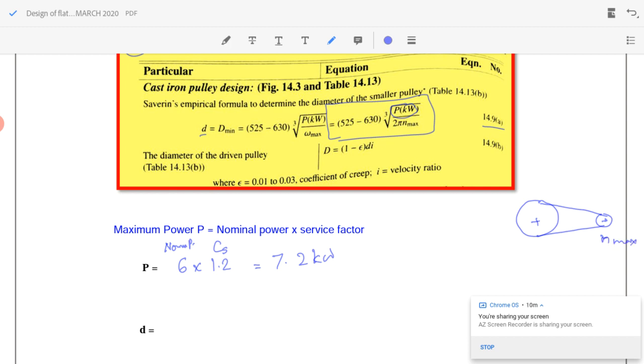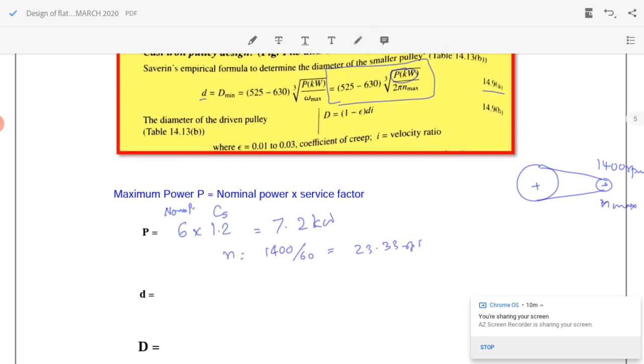It is given speed equal to 1400 rpm. So N max equal to 1400 by 60. We have to substitute in rps, that will be about 23.33 rps. I can substitute in this equation.